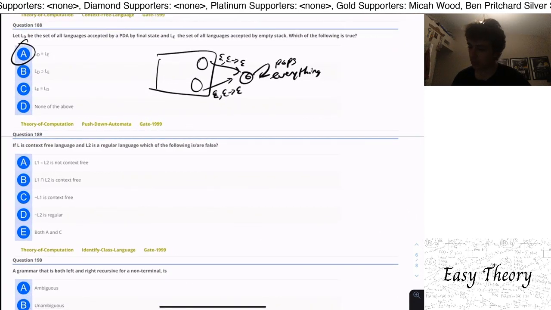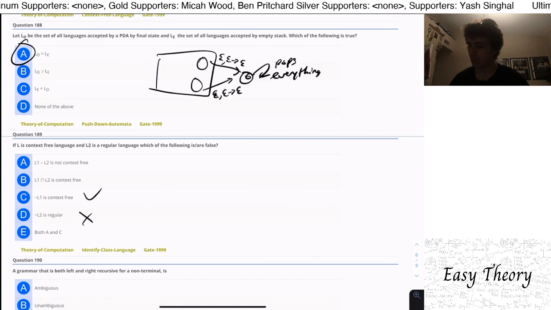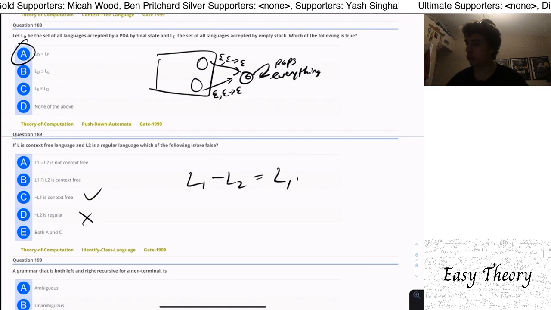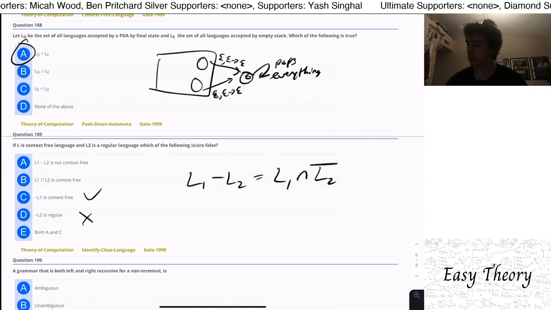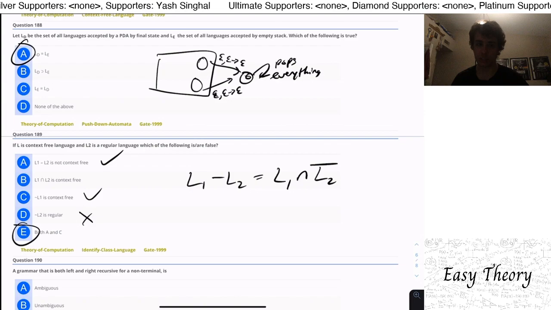If L1 is a context-free language and L2 is regular, which of the following is true or false? The complement of L2 is regular, so that's not false. L1 bar is context-free, so that counts. L1 minus L2, remember, is equal to L1 intersection the complement of L2. And this thing, context-free intersection regular, is always context-free. So A is in there, so the answer is E.